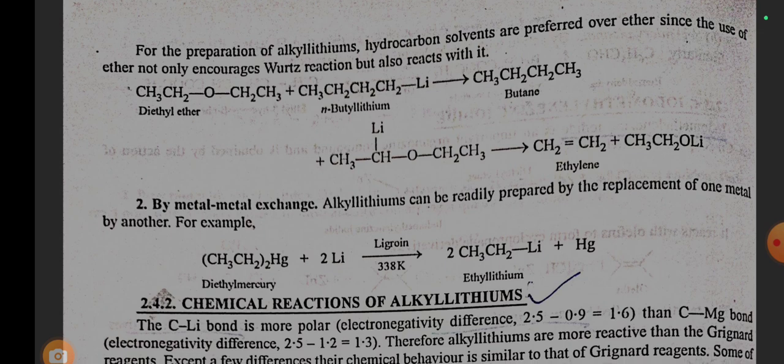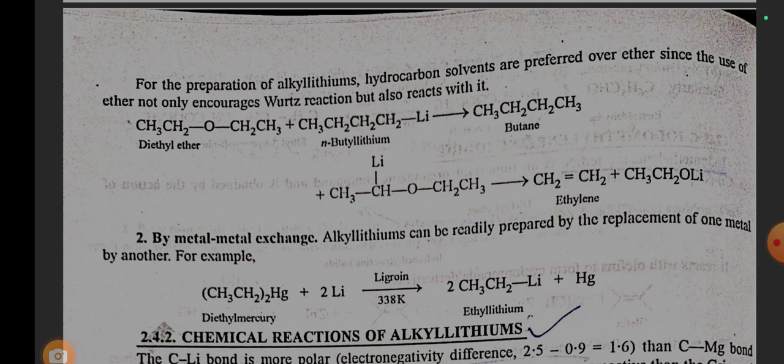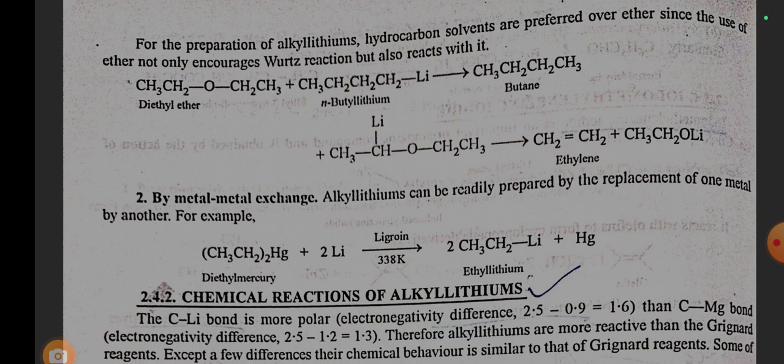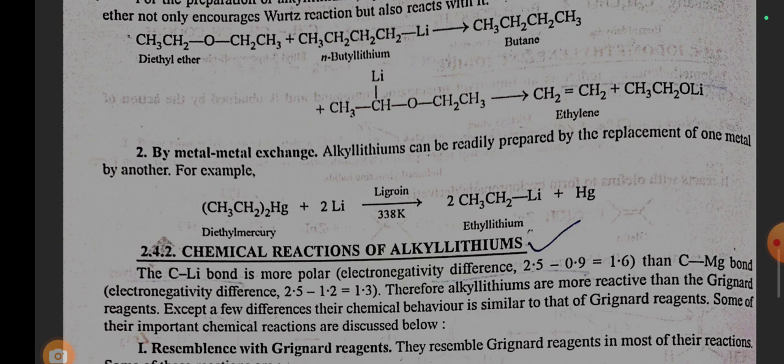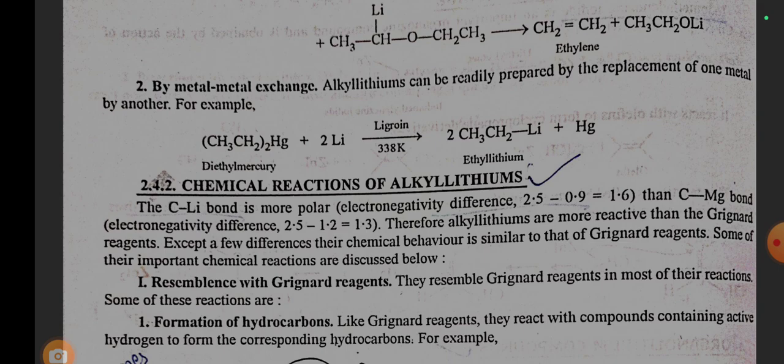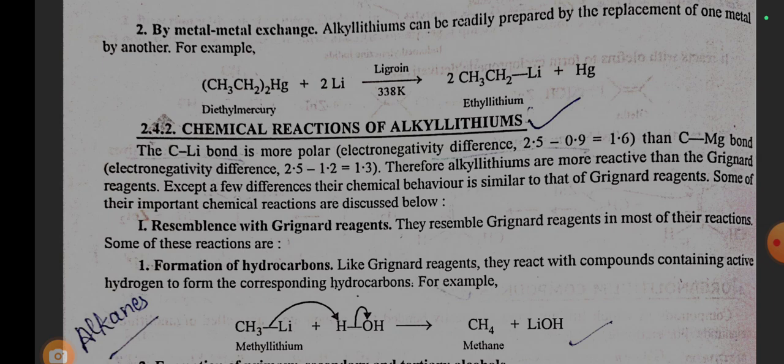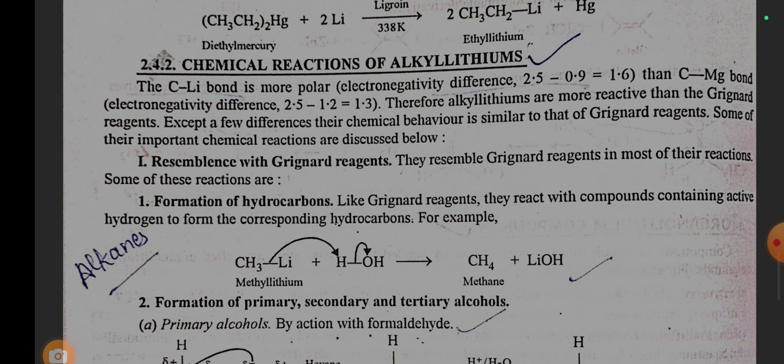For the preparation of alkyl lithiums, hydrocarbon solvents are preferred over others, since the use of ether not only decreases the reactivity but also reacts with it. Diethyl ether plus n-butyl lithium gives butane and ethylene plus CH3CH2OLi. 2. By metal-metal exchange, alkyl lithiums can be readily prepared by the replacement of one metal by another. For example, dimethyl mercury plus 2Li in ligroin at 338 Kelvin gives methyl lithium plus Hg.